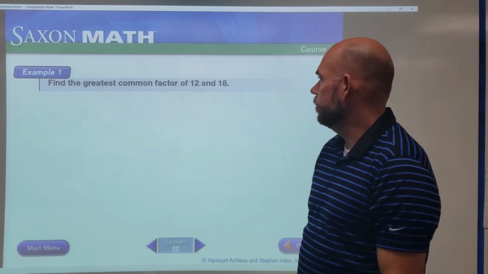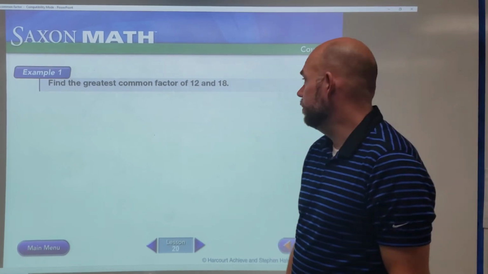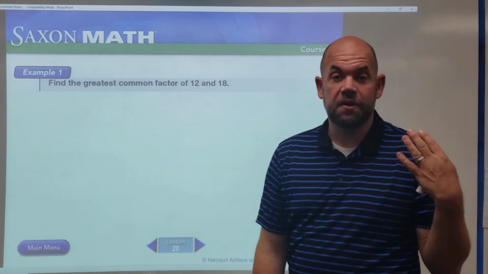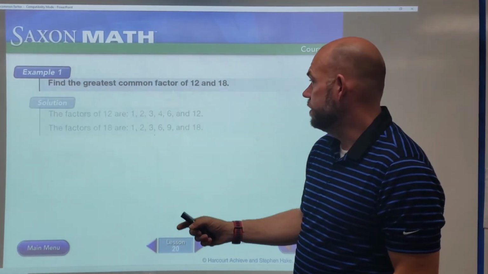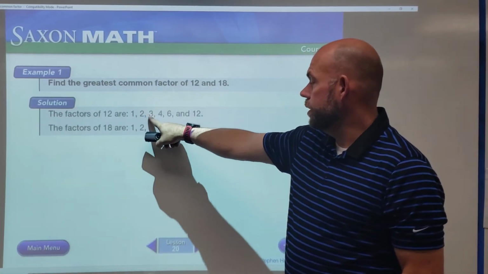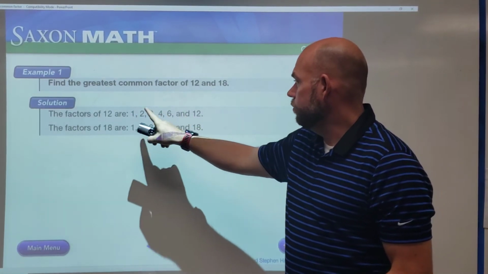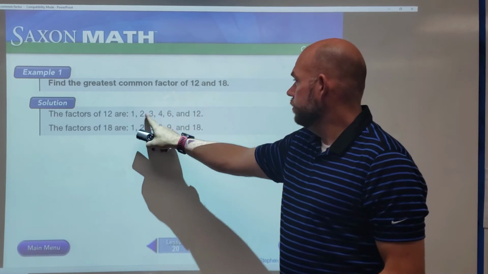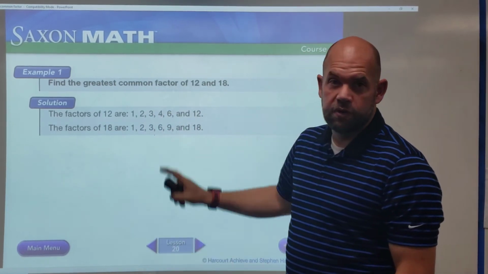Let's look at this one. The greatest common factor between 12 and 18. So first we have to find all the factors. Let's look at 12. The different factors of 12 are 1, 2, 3, 4, 6, and 12, because 1 times 12 is 12, 2 times 6 is 12, and 3 times 4 is 12.